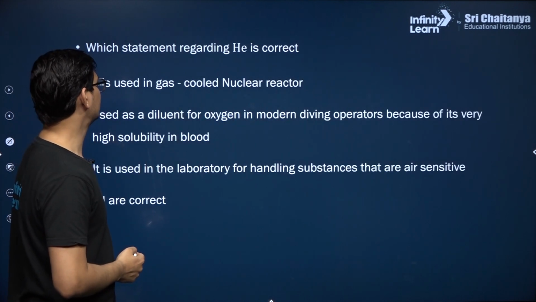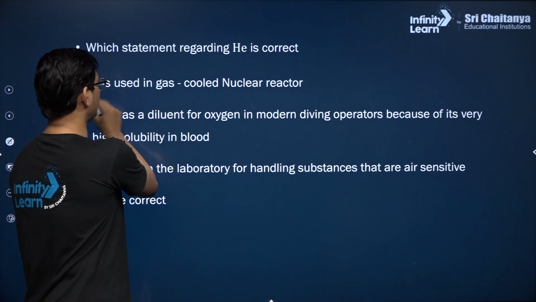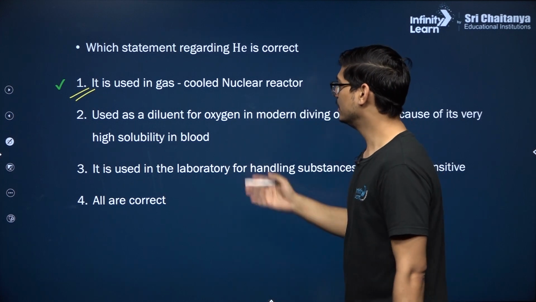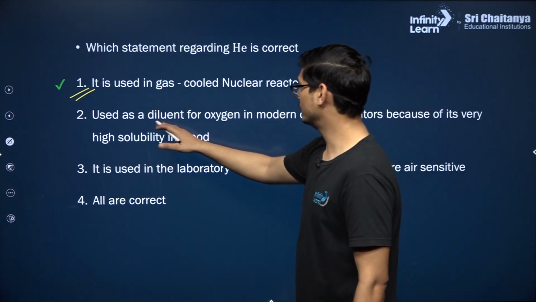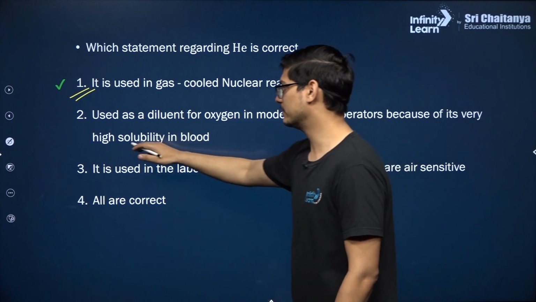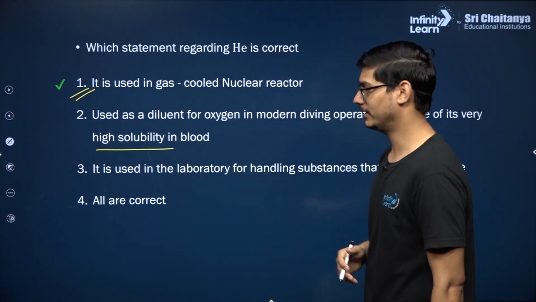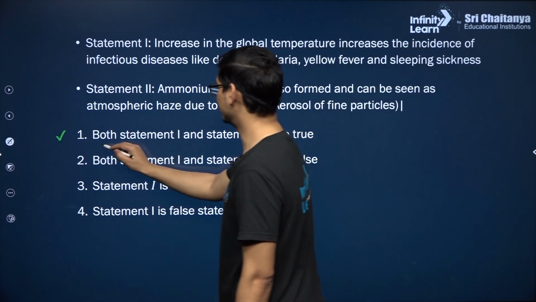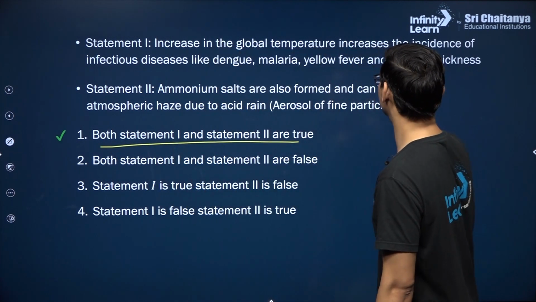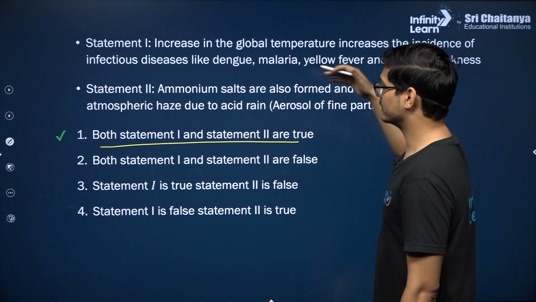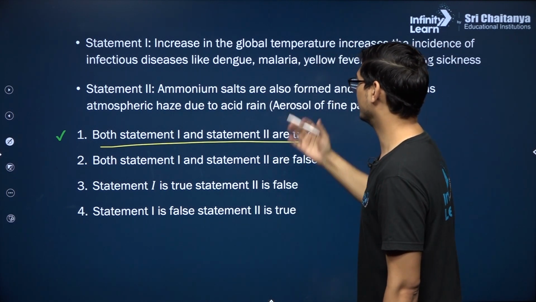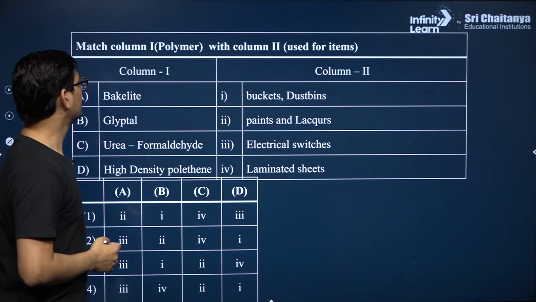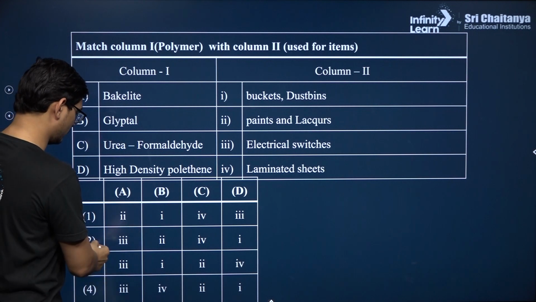Then in this question, which statement regarding helium is correct? The first option, it is used in gas-cooled nuclear reactors, right? This statement is correct. The others are incorrect. It is used with oxygen definitely, but not because of high solubility, because of low solubility, right? And this is obviously incorrect. Here, both statements are correct. Yes, global temperature increase also increases the incidence of infectious diseases, and ammonium salts are also formed, can be seen as atmospheric haze, right? In this, the correct answer is option 2.